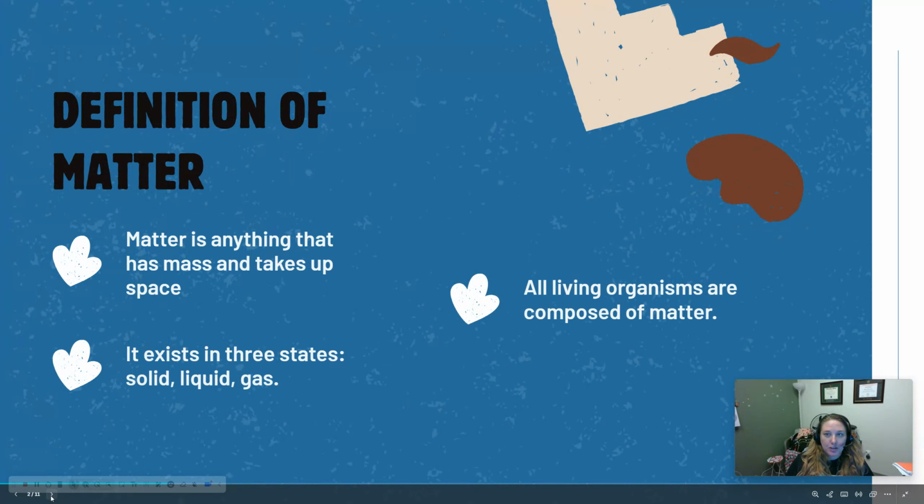So let's do that. First off, this chapter starts with what is matter, and matter is anything that has mass and takes up space. So guess what? You matter. It exists in three states: solid, liquid, and gas. And again, all living things are made of matter. And these, of course, are our chemistry properties, but they are important as we are working in biology to note those chemical laws that are going to govern how these molecules interact and shape that biology.